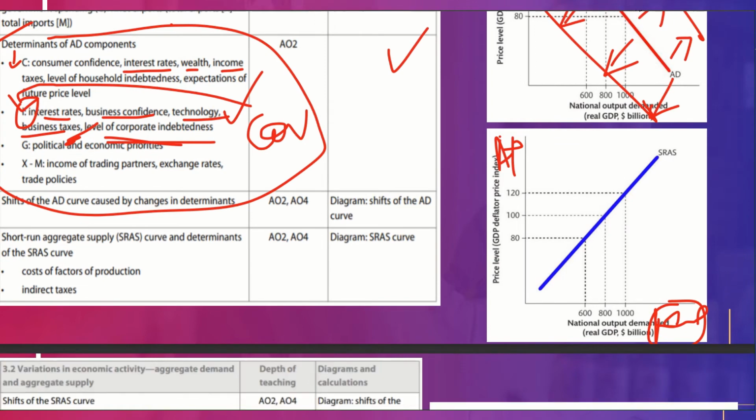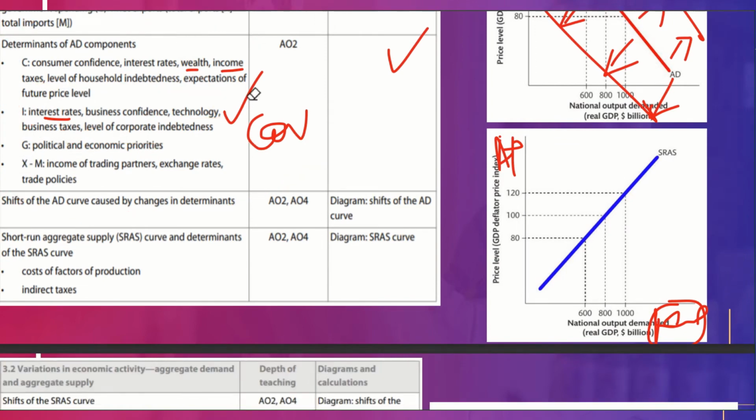And the next component is government expenditure, this one. And political and economic priorities. So political priority means if there are any changes in the political institutions, that also changes the government expenditure, which also influences the aggregate demand.